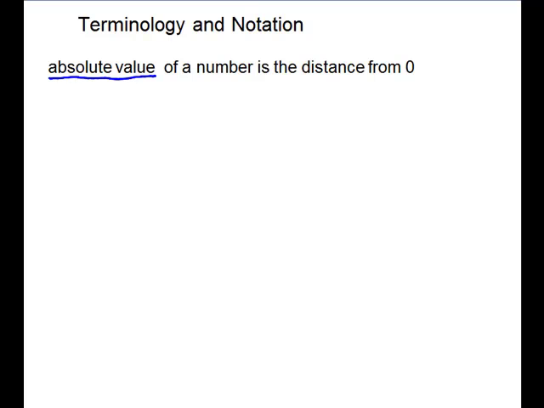Some terminology and notation. First, we have absolute value of a number is the distance from 0. The notation for absolute value is long straight marks longer than the number, and the number will be on the inside. So this notation is asking you how far is 2 away from 0. And you could answer, if you looked at the number line, 2 spaces.